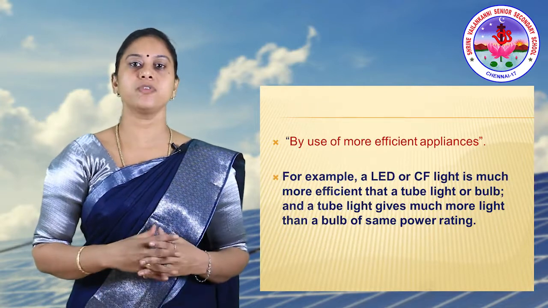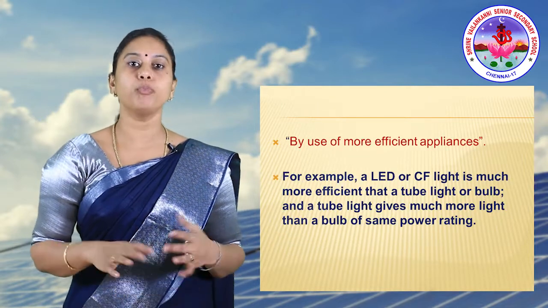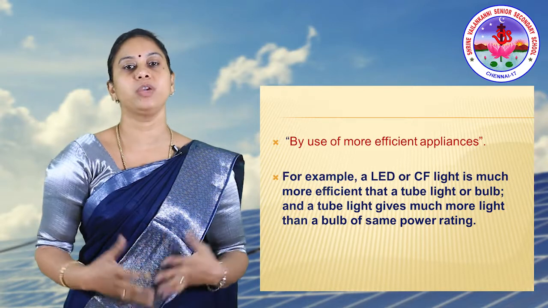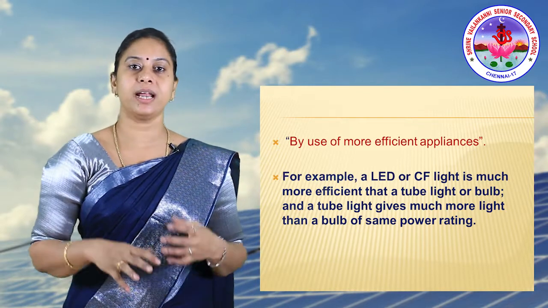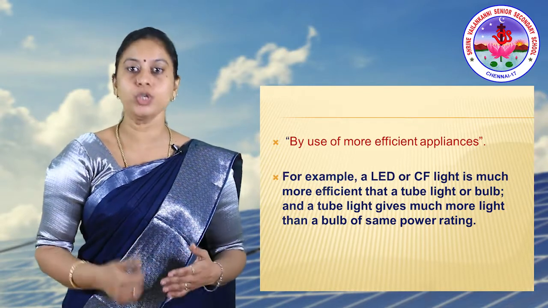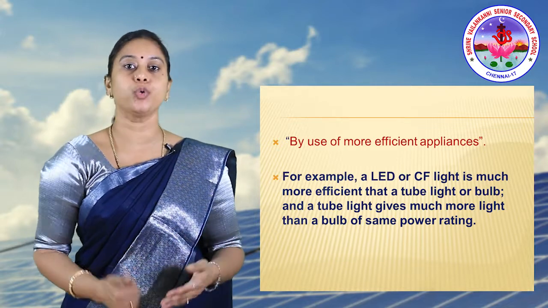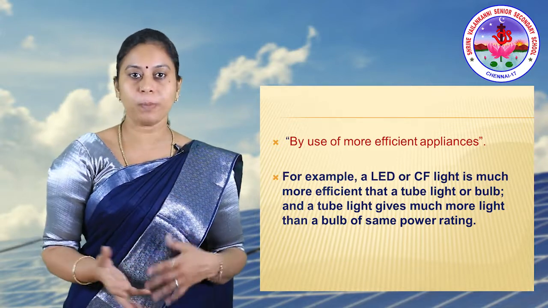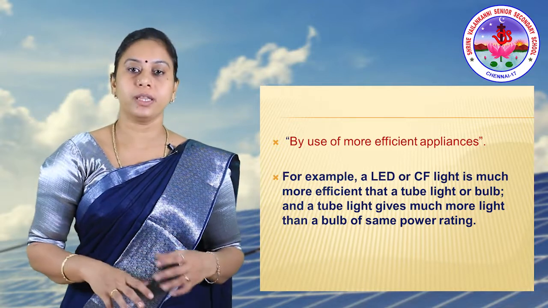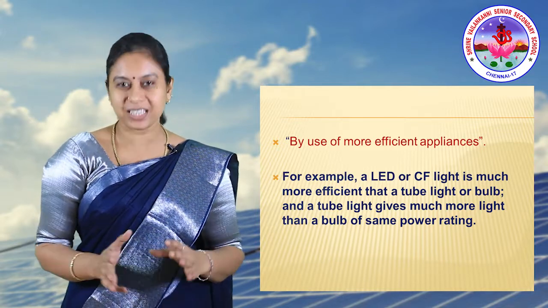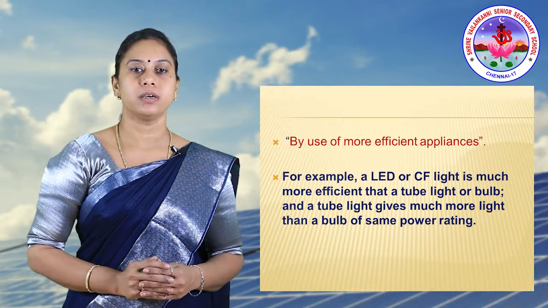Another way of saving energy is by using more efficient appliances, like LED or CFL bulbs. They are more efficient than ordinary bulbs, and tube lights give much more light than the bulbs at the same rate of power.